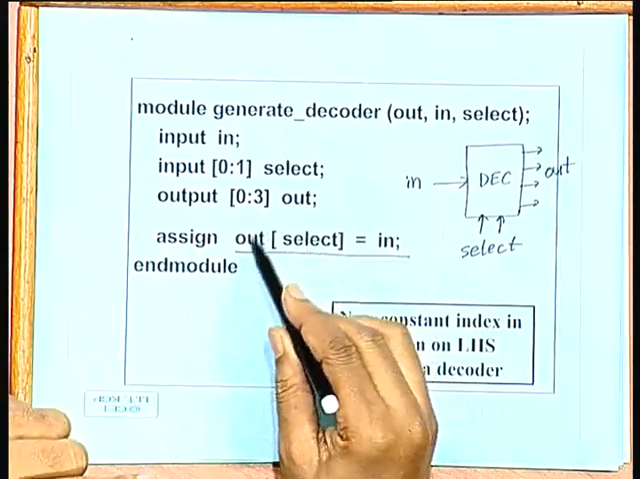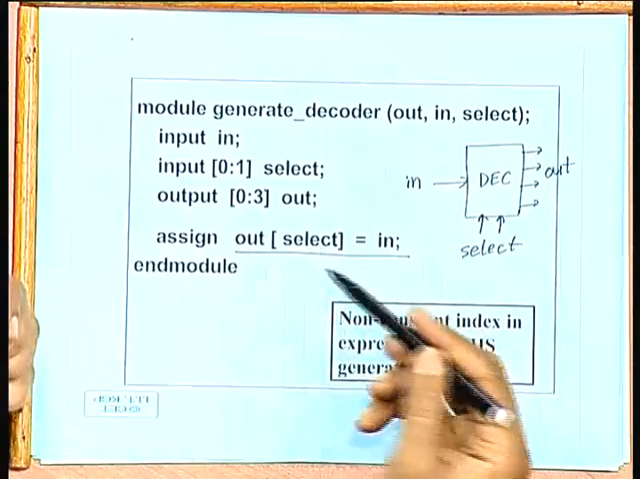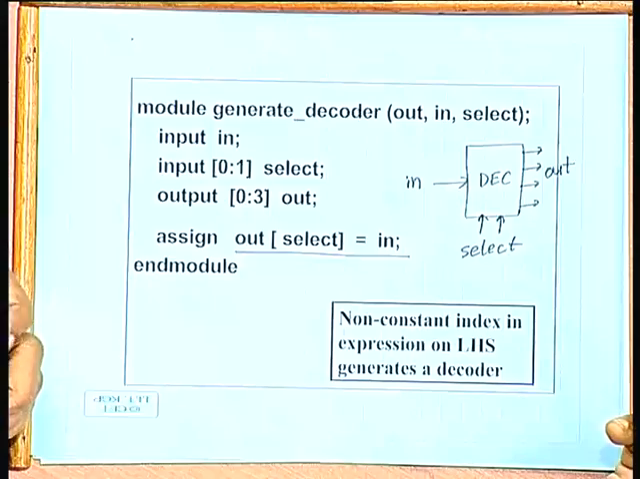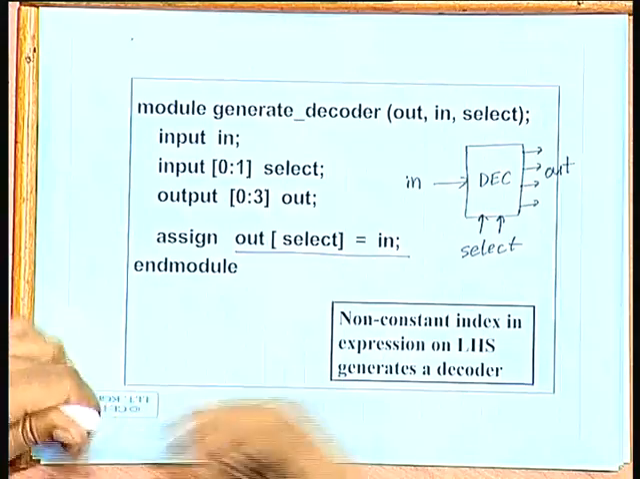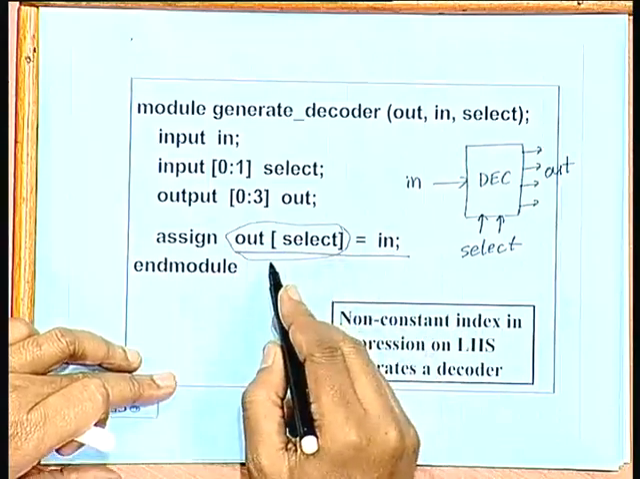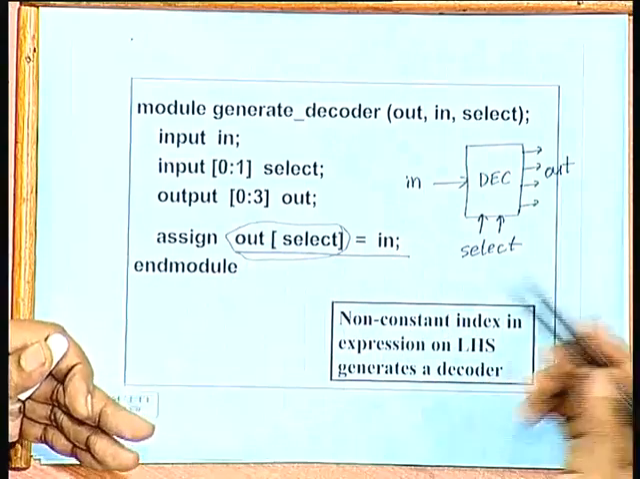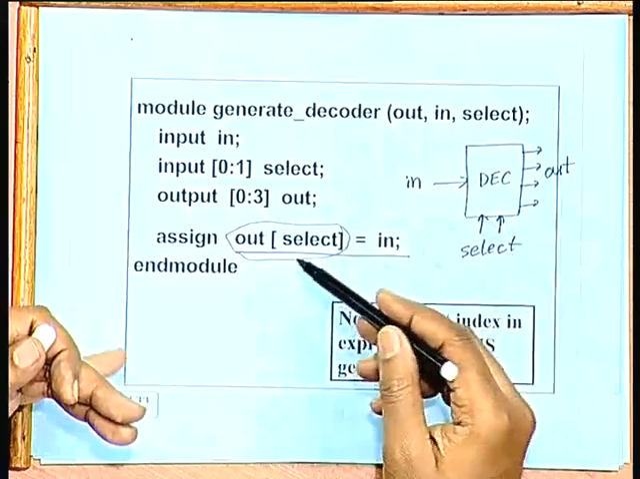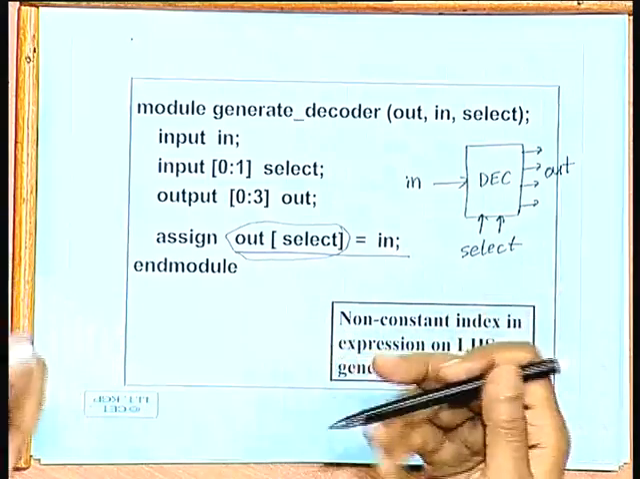So, this is something you can just easily understand, and you can basically correlate that if such a thing appears on the left hand side, then in the synthesized hardware you can expect to see a decoder. If it appears on the right hand side, you can see a multiplexer. Okay.